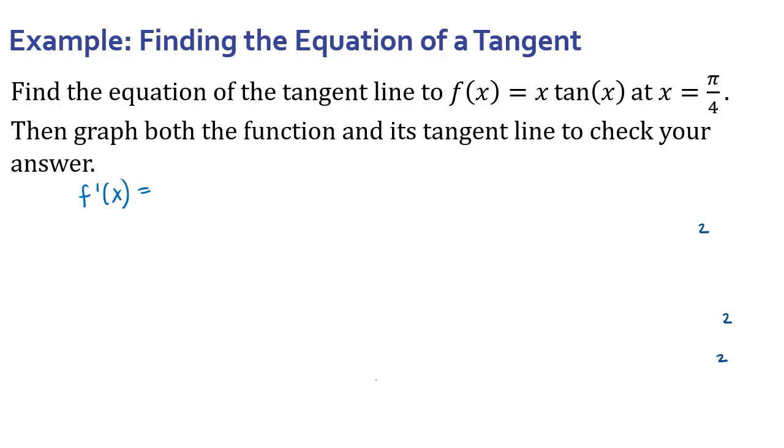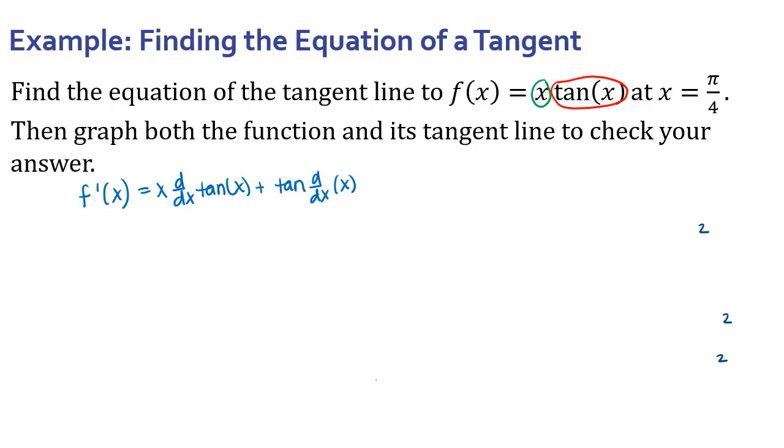So let's find that out. Here I can see I'm going to have to use the product rule. There's one function, there's my other function. So if I do that, it's going to be x times the derivative of tangent of x plus tangent of x times the derivative of x. Not all over, because this is the product rule.